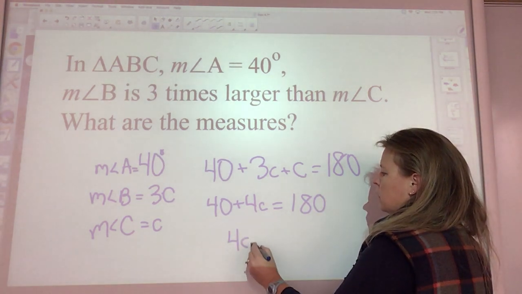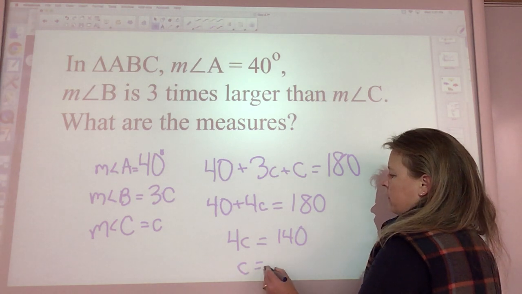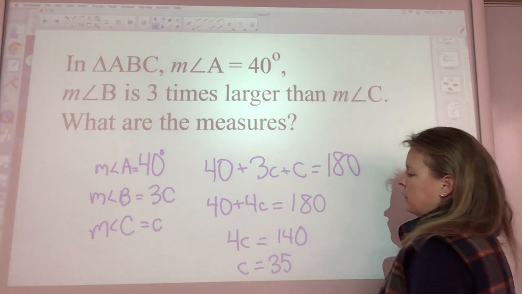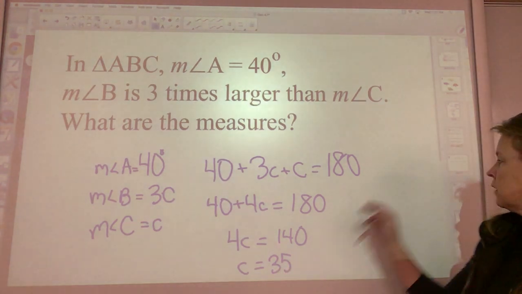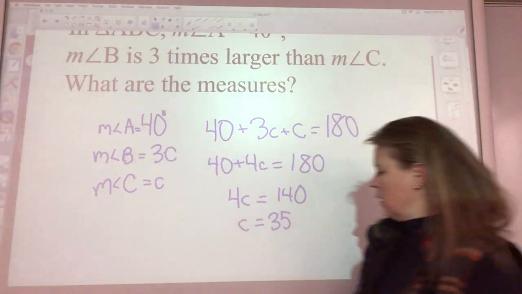Minus 40 from both sides, you get 140. And divide by 4, you should get 35. Don't leave this as your answer. We're not in algebra class. C equals 35, but it wanted to know the measures.